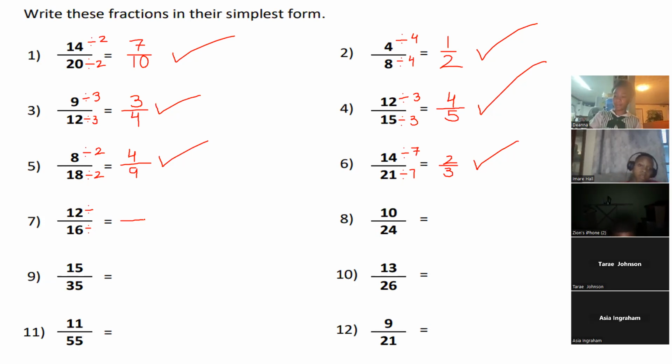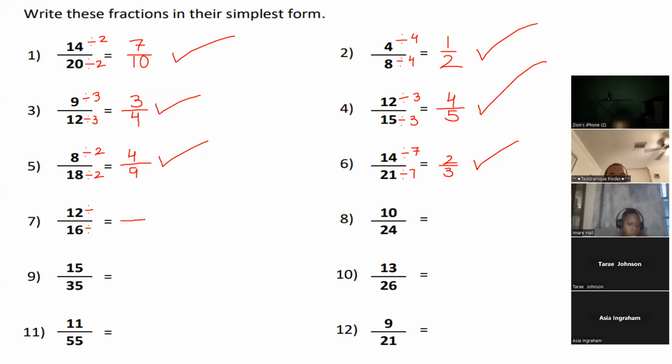I don't understand. What number you use to divide them? I used 8, 4. I don't understand. What number you use to divide them? 8, 4. Let me check your work. Let me see what you're doing. You're doing this all wrong, Zion.